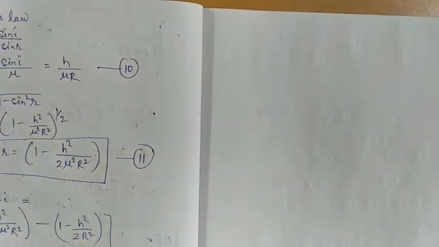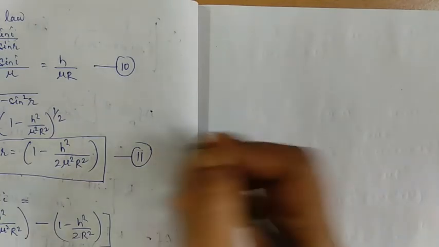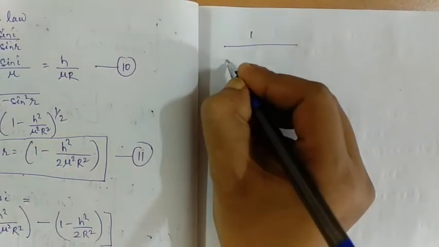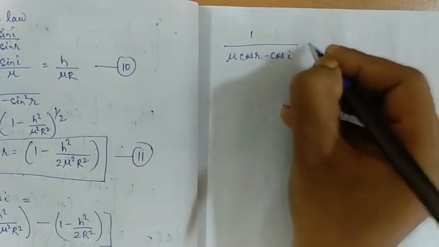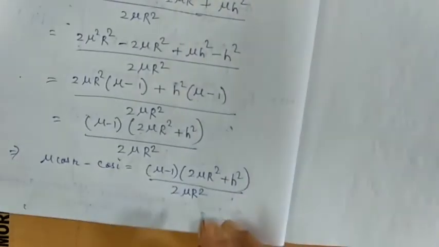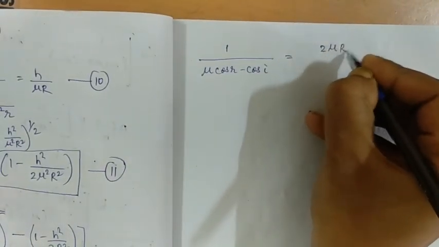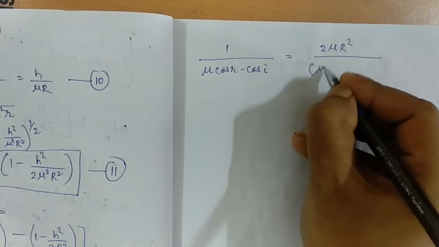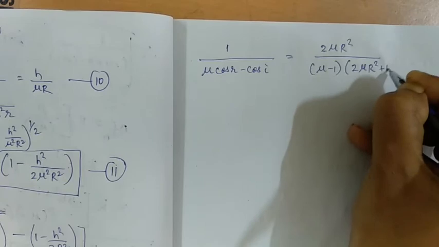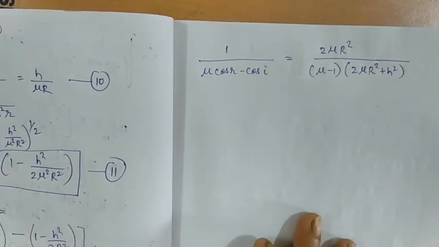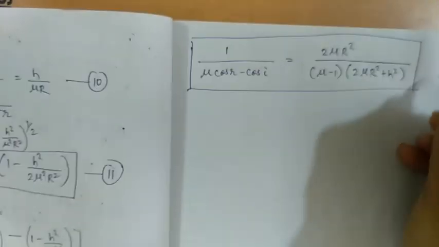Now in equation 7 we have the term 1 by (mu cos r minus cos i). So that can be written as 1 by (mu cos r minus cos i) is equal to, you can reverse this term, so you will get 2 mu r square divided by (mu minus 1) into (2 mu r square plus h square). So let's say this is my equation 12.